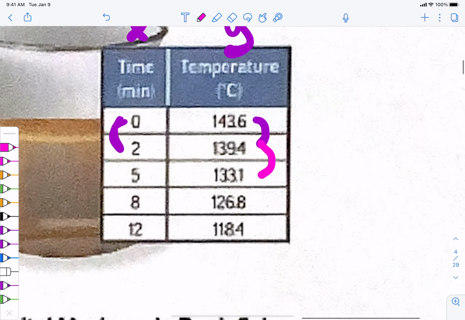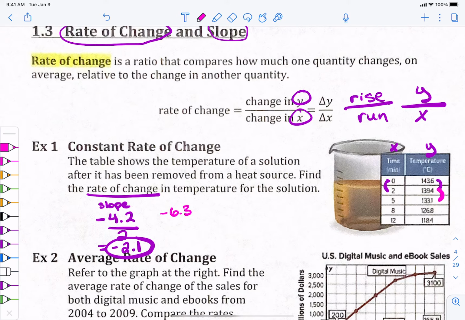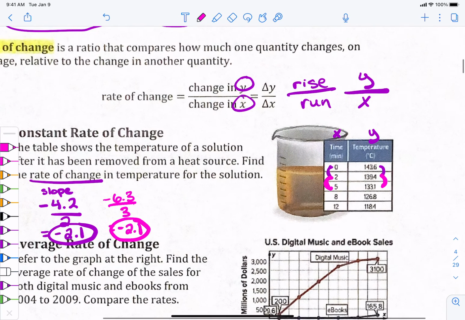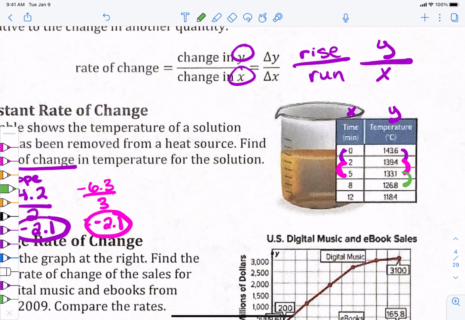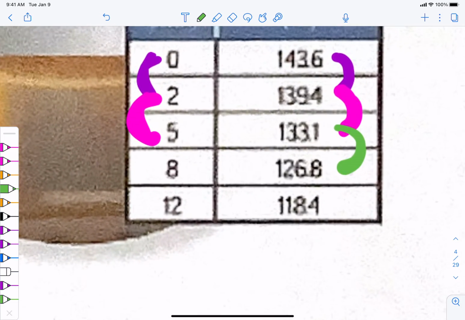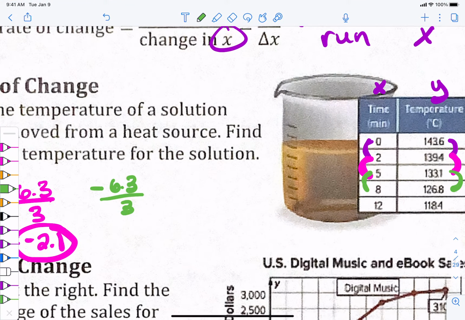Now we're going to do the next one. Going from 139.4 to 133.1, how many am I going down? 6.3. I'm going down a minus 6.3 in a matter of how many minutes from 2 to 5? 3 minutes, which is, if I divide, negative 2.1. The next one, I'm going to use a different color. From 133.1 degrees to 126.8, that's negative 6.3. In a matter of from 5 to 8, that is another 3 minutes. So that's an average of negative 2.1.